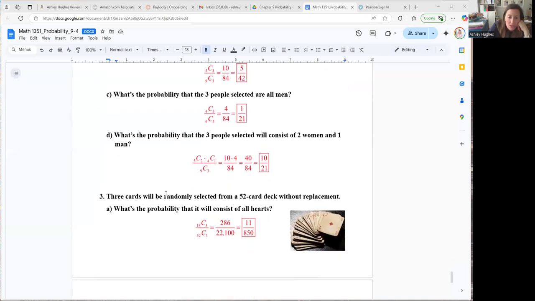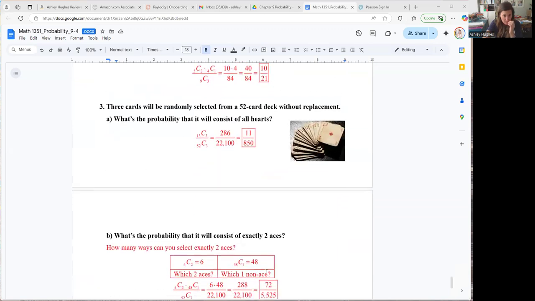Let's go on to the next one. 3 cards are randomly selected from a 52 card deck. What's the probability it will consist of all hearts? So how many hearts are there? There's 13 hearts. We're wanting to pick 3 of them. So 13 choose 3 is 286 options of 3 different hearts. You can have that many different combinations of choosing 3 hearts, 286 of them. And then of the 52 cards, you choose 3. There's 22,100 ways of getting 3 cards from the 52. So you're doing the part over the whole and you get 11 over 850.